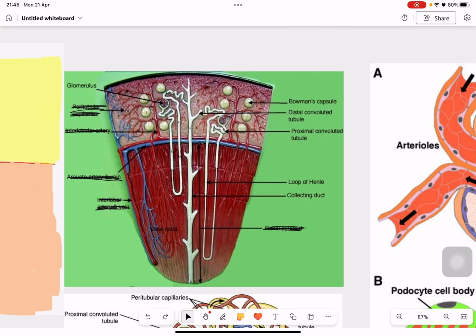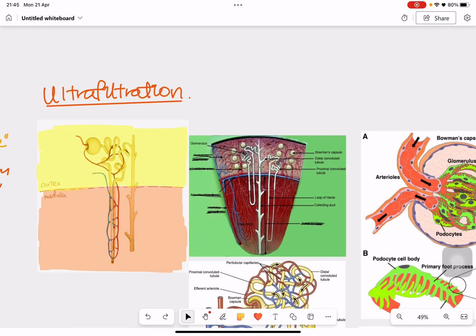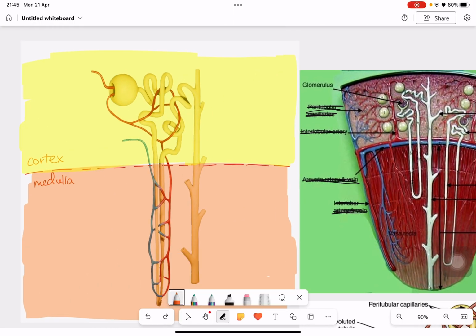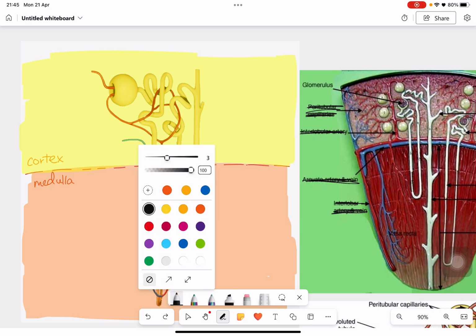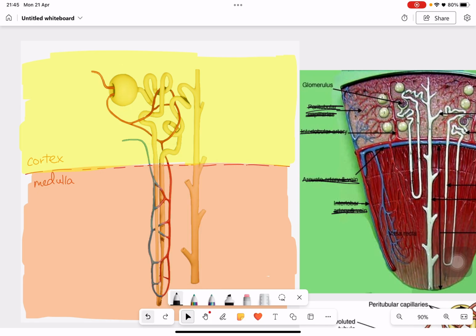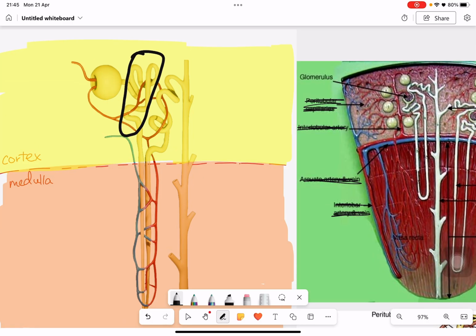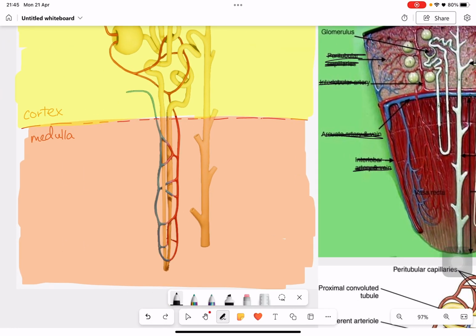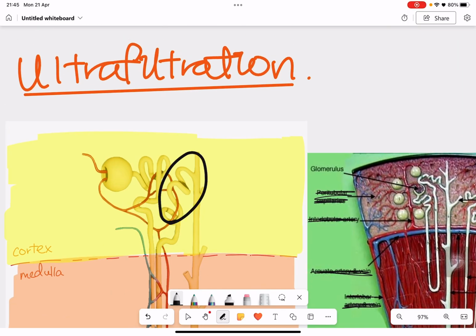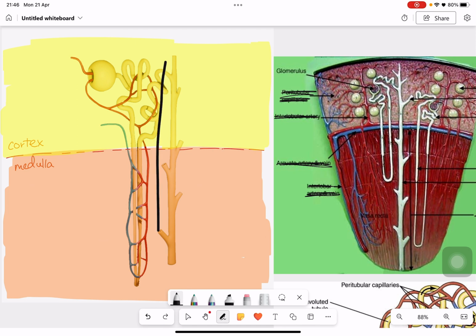I don't have another labeled version, but this is roughly the idea. If I was to label this, I'm going to erase it later. This is the Bowman's capsule. Inside here we've got a ball of capillaries. This is called the glomerulus. This top part is the PCT, proximal convoluted tubule. This entire thing here is the loop of Henle. I believe this is the descending part, and this is the ascending part. This part is the DCT, distal convoluted tubule, and this is the collecting duct.